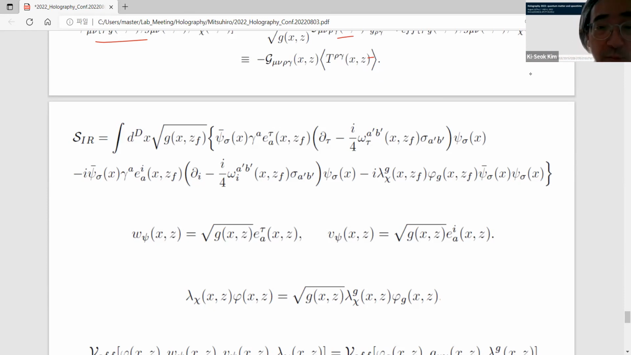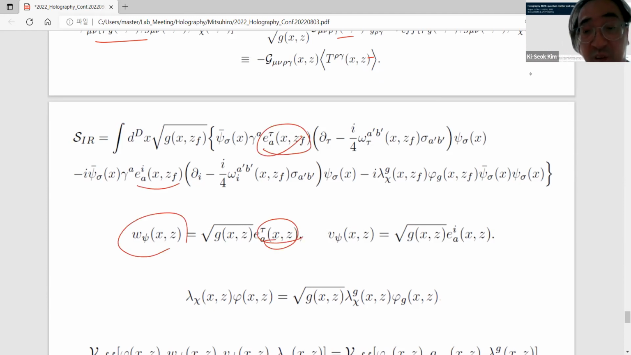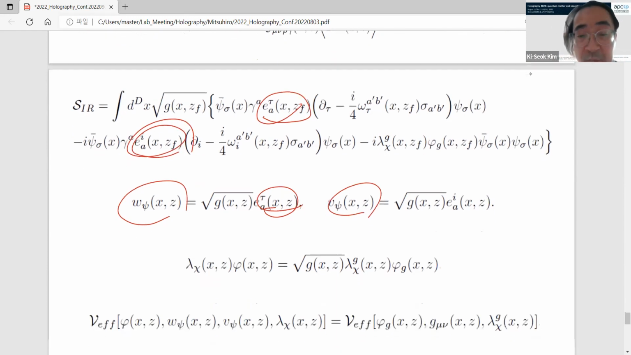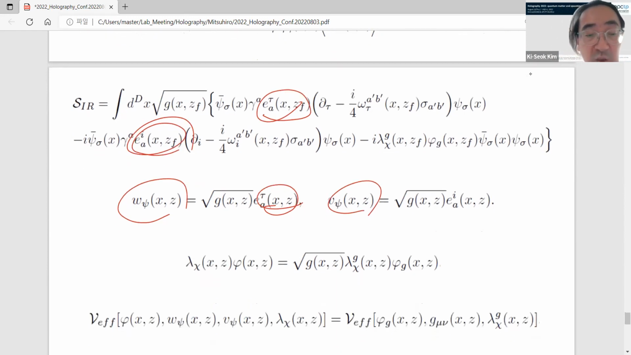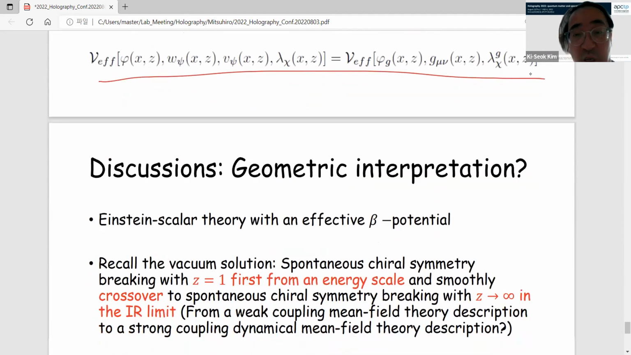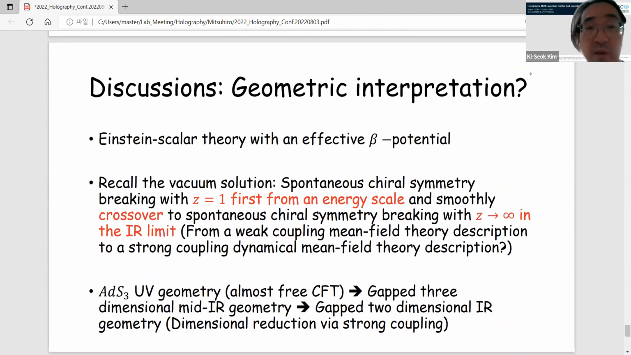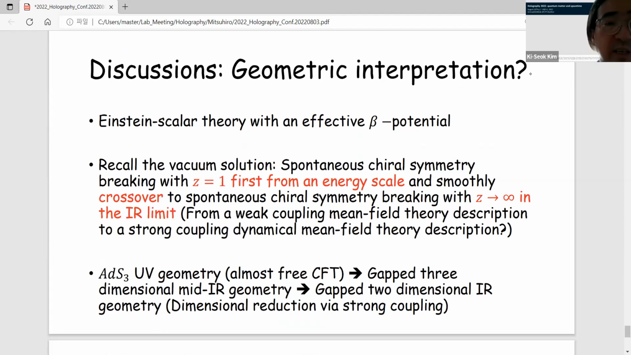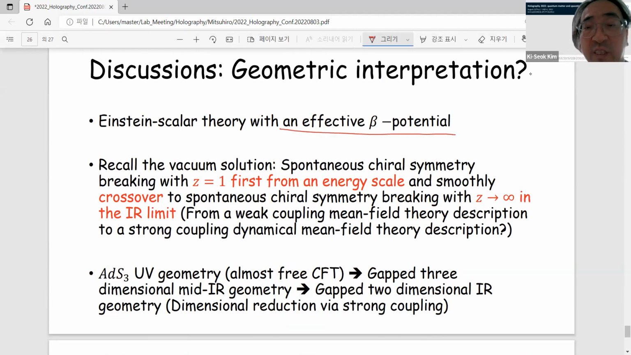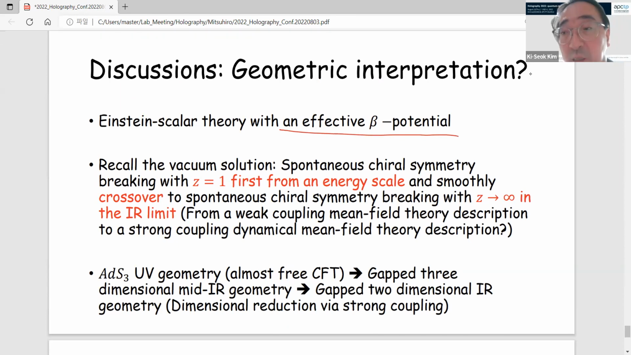Basically, if you compare, this can be identified with the field renormalization constant. This can be identified with some velocity renormalization. If you identify in this way, then you may interpret this in a geometrical way. But basically, the resulting theory is an Einstein-scalar type theory with an effective beta function. Of course, in this case, we didn't solve this, so we couldn't show some emergent AdS2 or such kind of dimensional reduction explicitly.